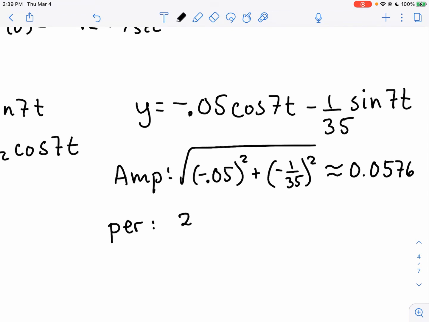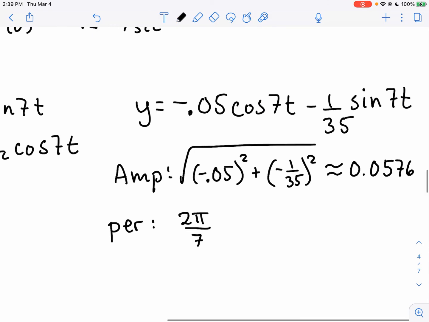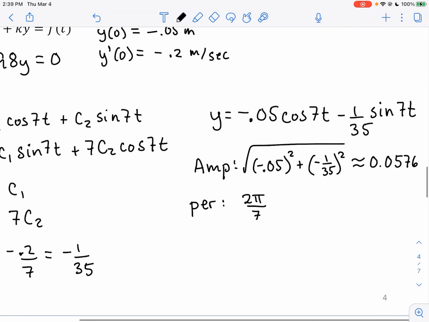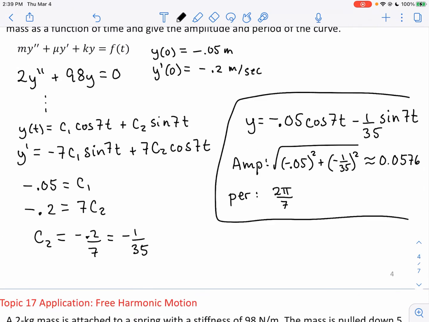And the period is going to be found by taking 2 pi and dividing it by the coefficient of the t's, so dividing by the 7. And this will be our new period. That one I did not convert to a decimal. But let's take a look at a graph of our solution now and see how it compares to the other one.